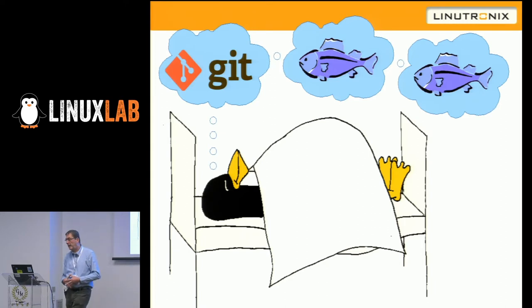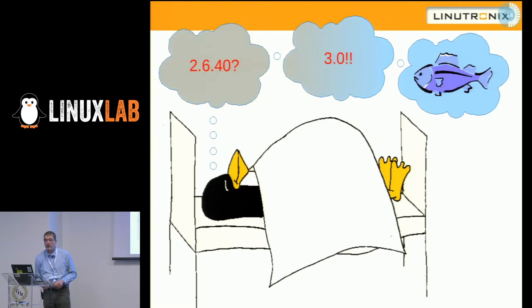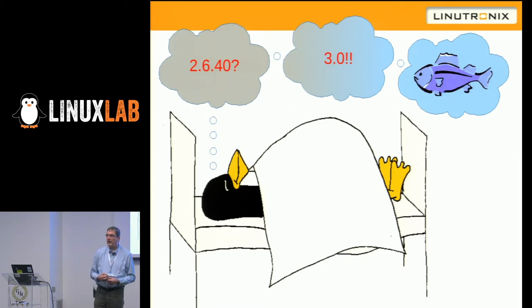It's still a scalability problem, but we're working on solving that. So around 2.6.39, Linus was complaining about the numbers getting too high. So he said he ran out of fingers and toes long ago. And then he decided to just make it 3.0.